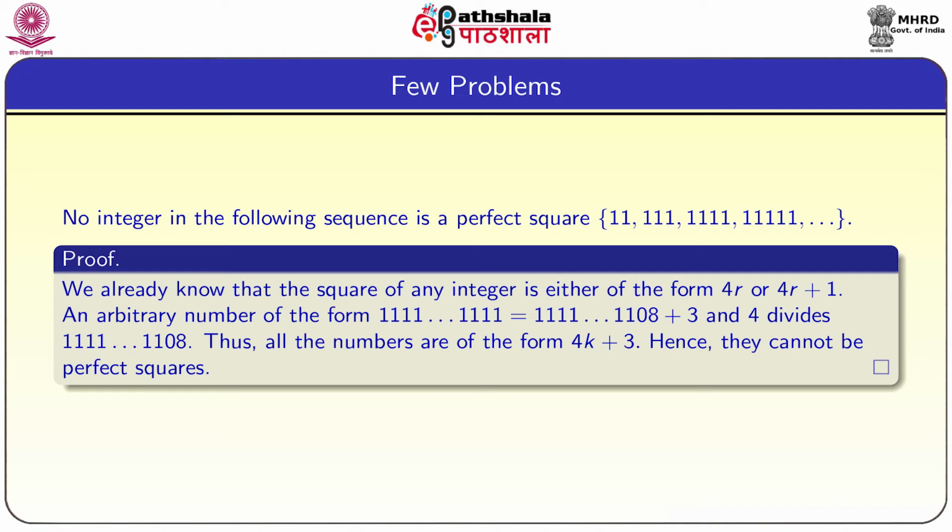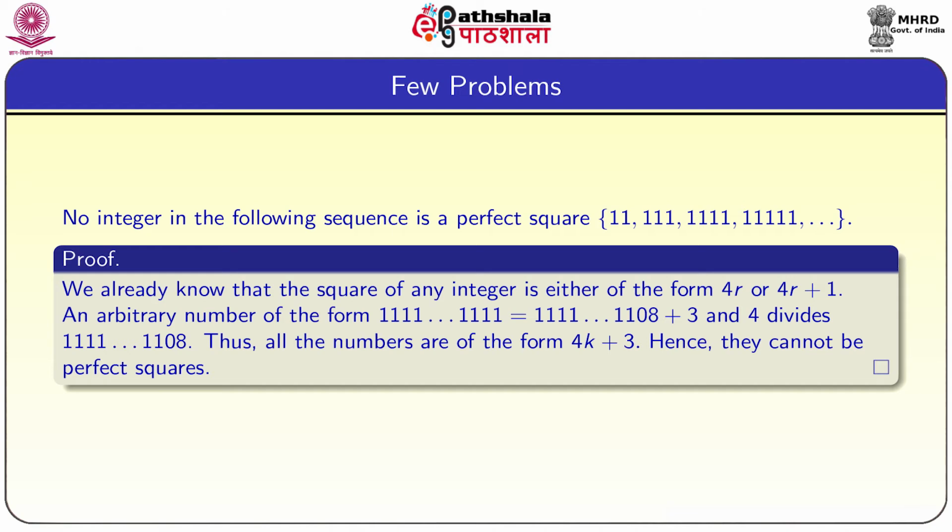So, now the problem boils down to showing that none of those integers are of the form 4r plus 1. That means these numbers will not give remainder 1 when divided by 4. So, how to attack that? If you look at 11 first, 11 can be written as 8 plus 3. So, if I divide 11 by 4, I will get remainder 3. Similarly, 111 can be written as 108 plus 3. So again, if I divide 111 by 4, I will get remainder 3.